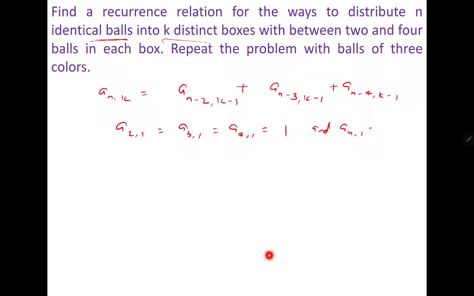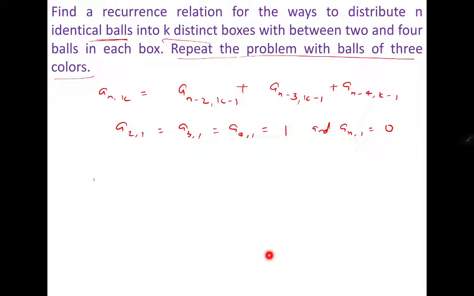And for the other one, an1 is equal to g. The other problem says to repeat the problem with balls of 3 colors. Earlier they were identical balls, but in the second case the balls are of 3 colors, which means they are not identical. For the first one it was very easy to write down the generating function, but for the second case it's not trivial. But you will realize that writing the recurrence relation is not at all difficult.